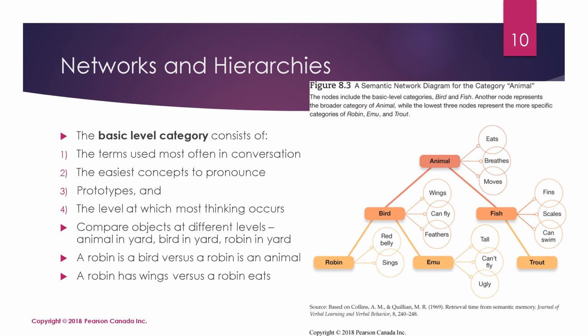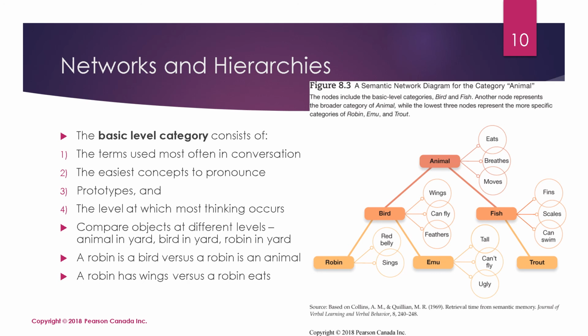And it's typically, again, like we said, the easiest concept for us to pronounce. It tends to be prototypical. And yeah, we tend to do most of our thinking based on those basic level categories. So birds, fish, as opposed to animals, as opposed to robins and trout.